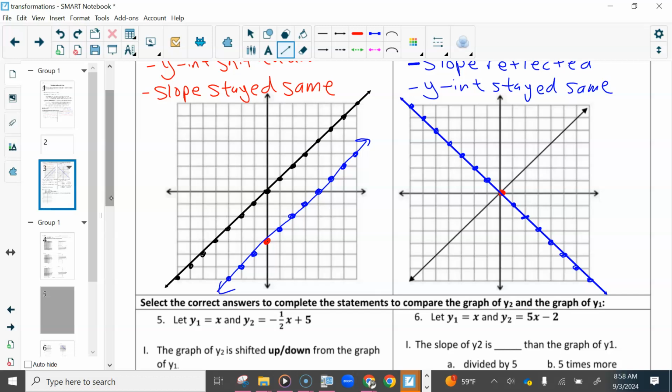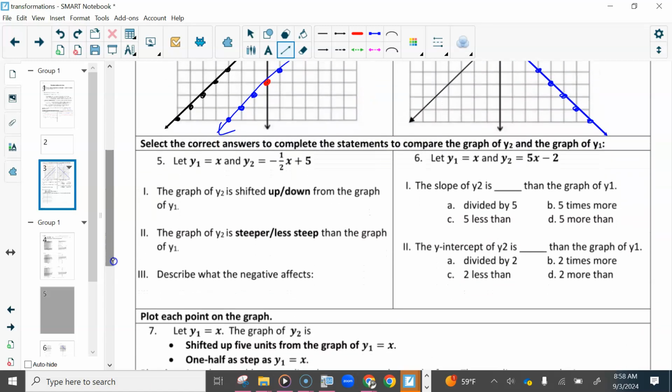Alright. The next two are similar, but now we're not graphing, we're just describing, but they give us the descriptions. So in number 5, y1 is x. That's our original. They gave it to us. Our y2 is some other equation. We're comparing the two. When it says graph, it's just talking about the equation, the function. The graph of y2 is shifted up or down from graph 1. Which one? Down. Why do you say down?